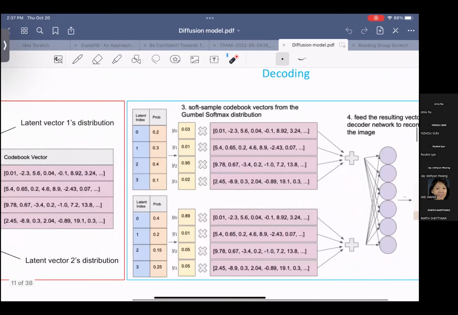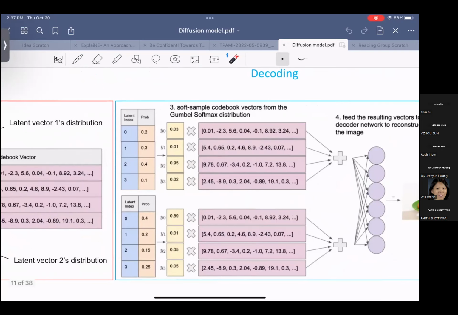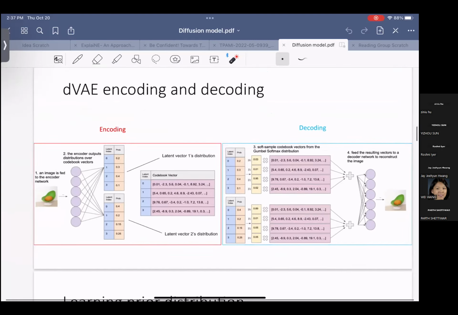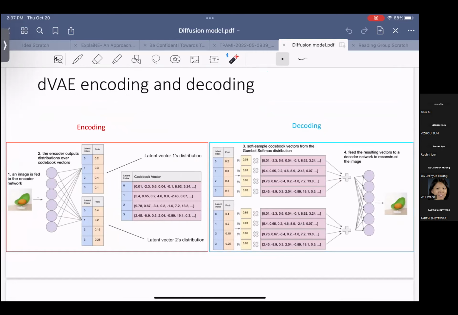Then during decoding, you just do exactly that, but with the Gumbel softmax sampling here, right? You don't want a more uniform distribution, you want one of them to stick out, let's say 0.95, but still you do this multiplication, or you can think of it as a weighted average, whichever you like. You multiply these 2 together, and then you get the vector that's ready to be plugged into the decoder. Okay, is the DVAE clear here?